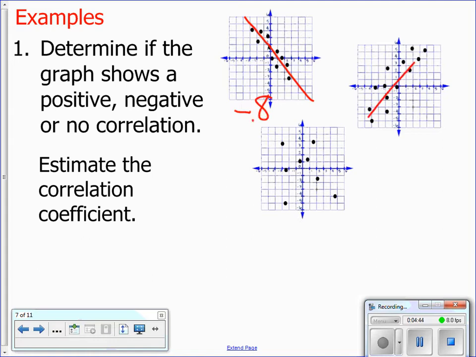In this one, it is positive, but see how the points are a little more scattered? I would probably call this maybe 0.6, 0.5. It's a little subjective. And this one, there's no correlation because I could draw a best fit line either way. So my correlation coefficient is going to be 0.